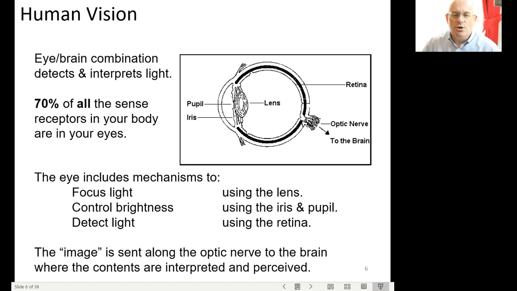The lens's job is to focus, and focusing actually only works for young people, and once you get over the age of about 40, your lens stops being flexible enough to do the focusing, and then you will often either need short-range or long-range correction for reading or for driving, depending on which way it goes. But in a younger person, your lens is flexible and will control light such that a focused image appears on the retina, so a clear, sharp image on the retina.